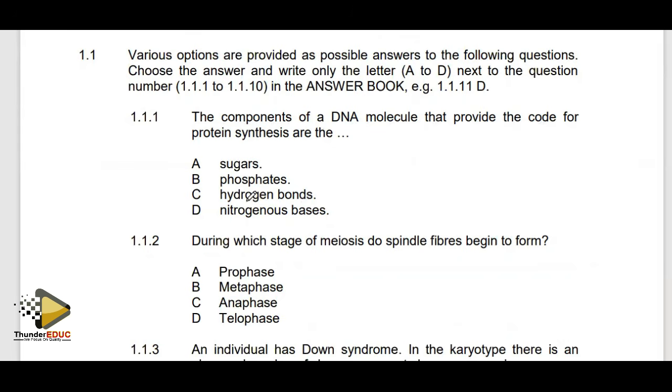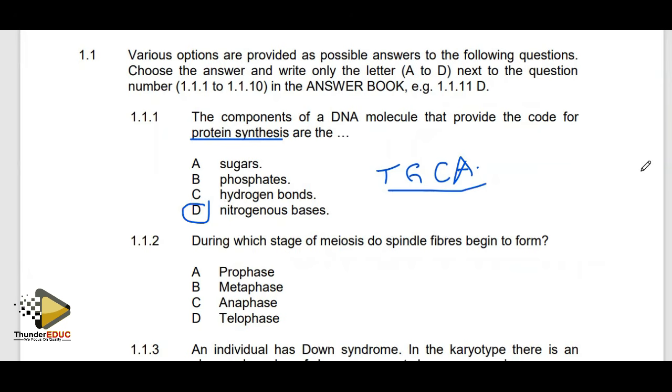What causes this are the nitrogenous bases. What are the nitrogenous bases? We are talking about thymine, guanine, cytosine, and adenine. These are the nitrogenous bases which are organized together to form a gene. So these are the ones which bring about a protein. So the answer is D.